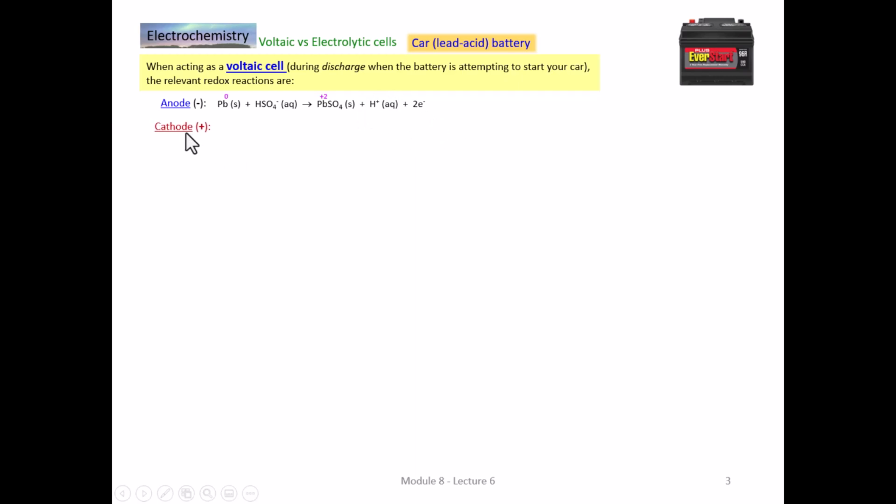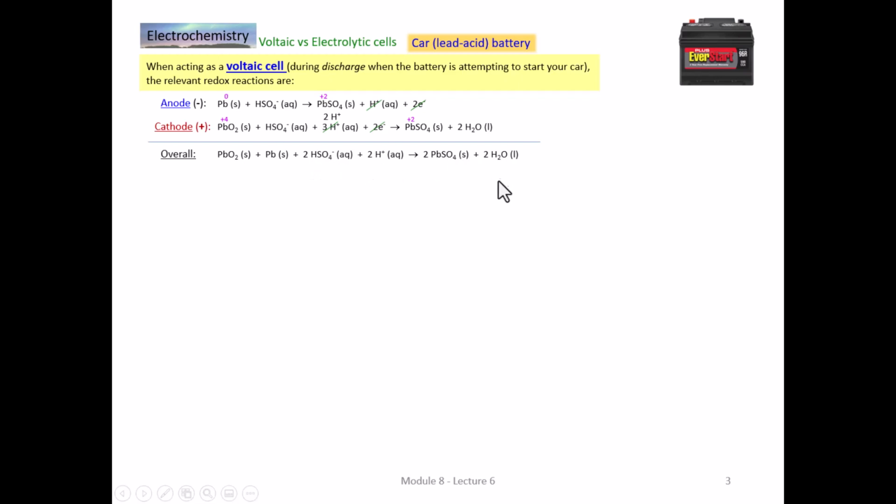And at the cathode, where reduction occurs, lead dioxide or lead 4 oxide, where lead has a +4 oxidation state, lead +4 is reduced to lead 2+ in lead sulfate, also with the involvement of hydrogen ions and hydrogen sulfate. Notice this odd thing about the battery where the product of both the oxidation and the reduction are the same, lead sulfate. So the overall reaction here, crossing out some things, is lead dioxide plus lead metal plus hydrogen sulfate and hydrogen ions making lead sulfate and water.